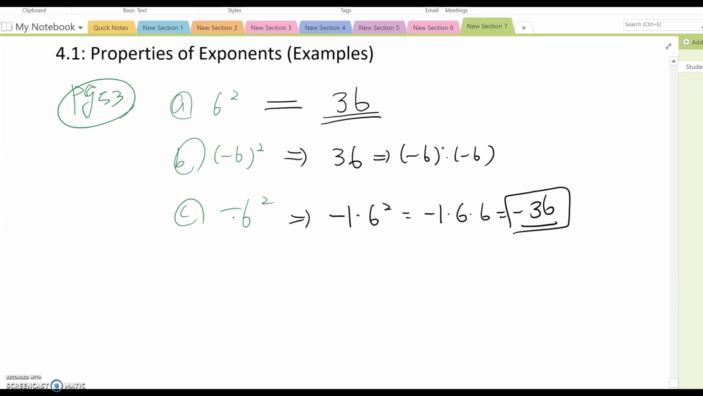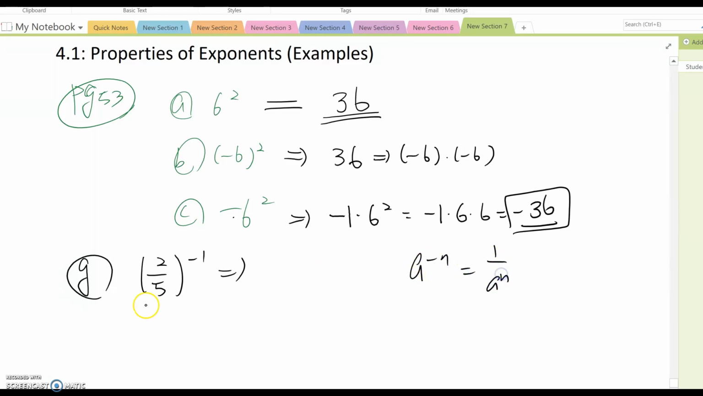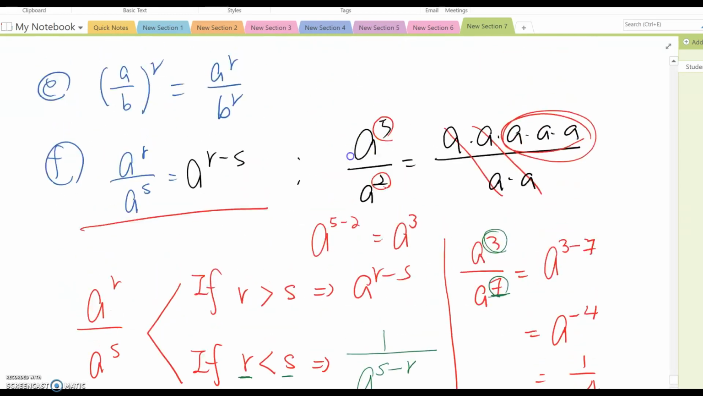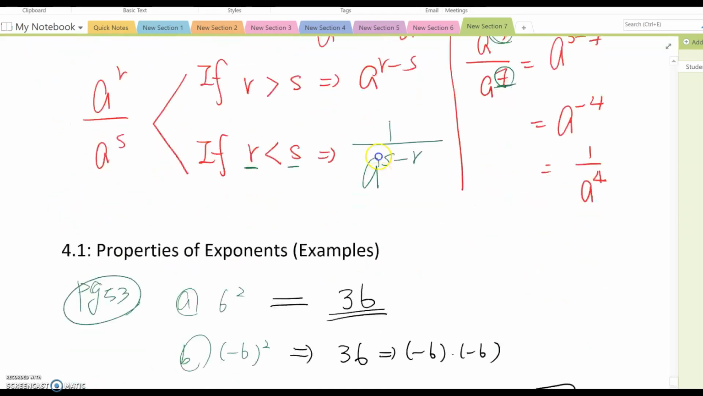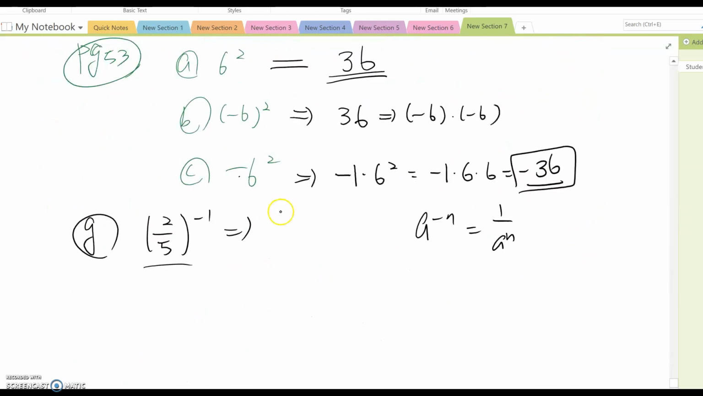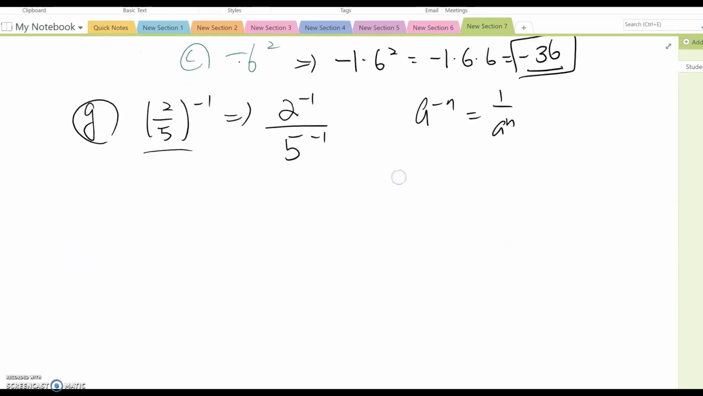Okay, then what about G? G shows 2 over 5 to the negative 1 power. Throughout all the properties, we only cover a to the negative m power equals 1 over a to the m power, but we don't do this kind of question. However, we can apply this property first. Then you can rewrite this as 2 to the negative 1 over 5 to the negative 1. So which means you can rewrite that as 1 over 2 over 1 over 5, right?